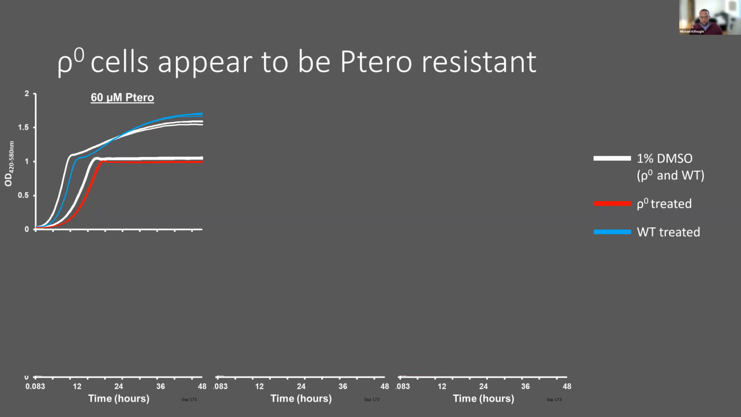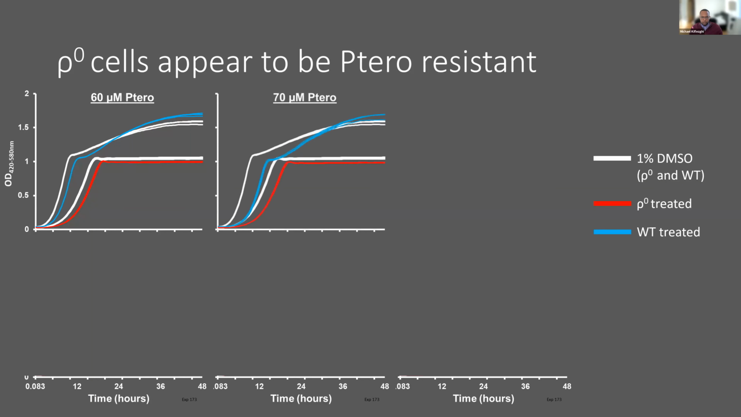White lines are controls for both wild-type and rho 0. Just note the flatlining in the white lines to quickly identify rho 0 cells. Blue is the pterostilbene-treated wild-type and red is the pterostilbene-treated rho 0 cells. At 60 micromolar, pterostilbene slightly suppresses growth in both wild-type and rho 0 cells. At 70 micromolar, this trend continues with both strains seemingly equally suppressed.